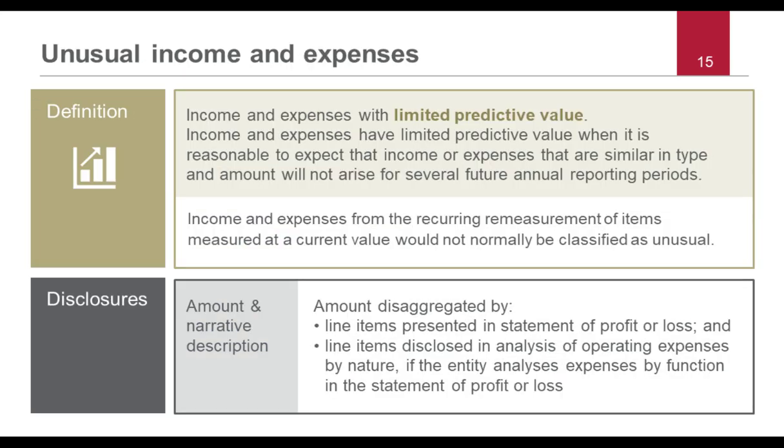So why don't we move on now to the final aspect of the disaggregation proposals that we'll go into detail on today, and that's unusual income and expenses. Carlene, can you tell us about the current situation in practice?